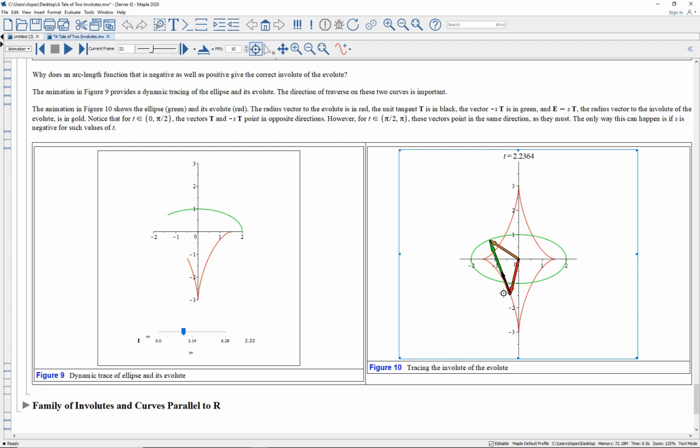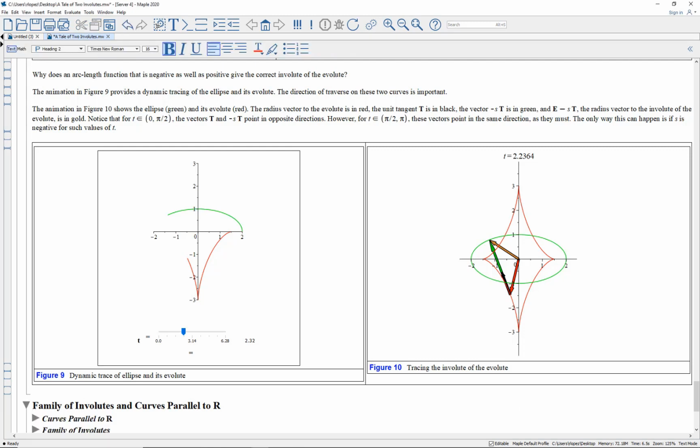And it was finally that picture that enabled me to get past this spot, because that negativity of the arc length working drove me absolutely crazy. Family of involutes, curves parallel to R.